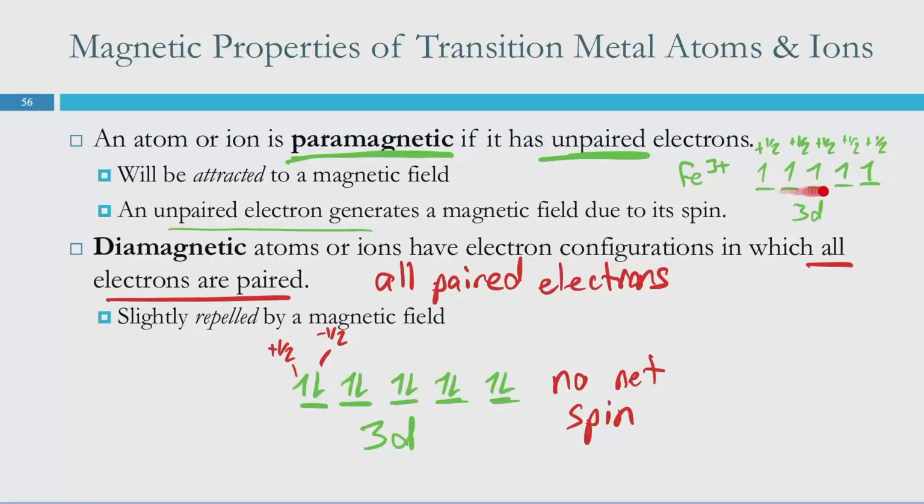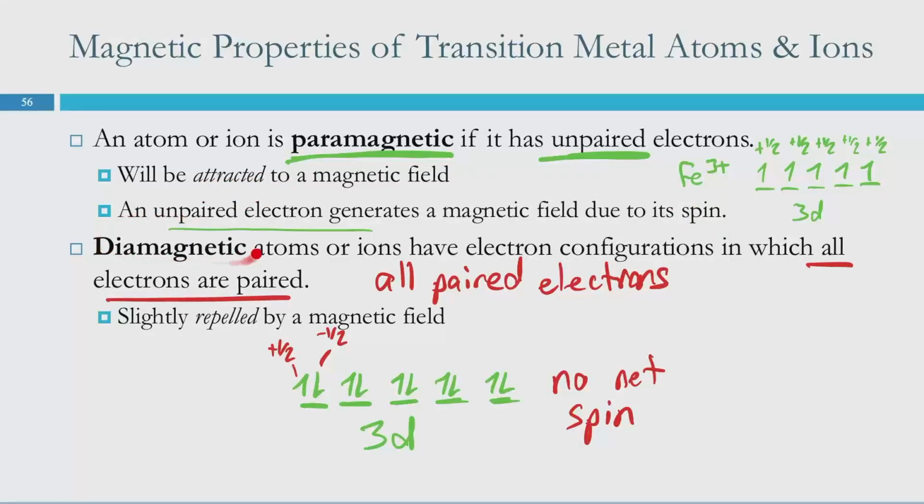ion, where it's Fe3+. All of these up spins are uncanceled out. We get +1/2 for each of them, so we've got a total spin of +2.5. And these unpaired electrons can generate a magnetic field because of their spin. So it will be attracted to a magnetic field.